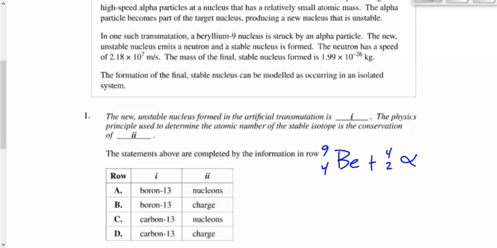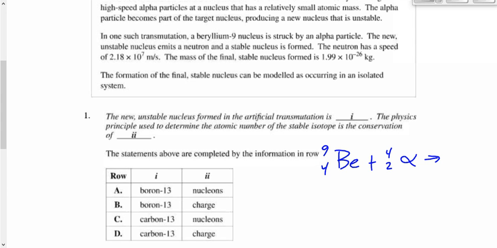So we're going to put the alpha particle on the left-hand side. Now, usually we see the alpha particle on the right side, right? That's because it's alpha decay, usually. This is not alpha decay. Alpha decay has alpha on the right-hand side, but if it's struck by alpha, then alpha is going to go on the left-hand side. What does it form here?